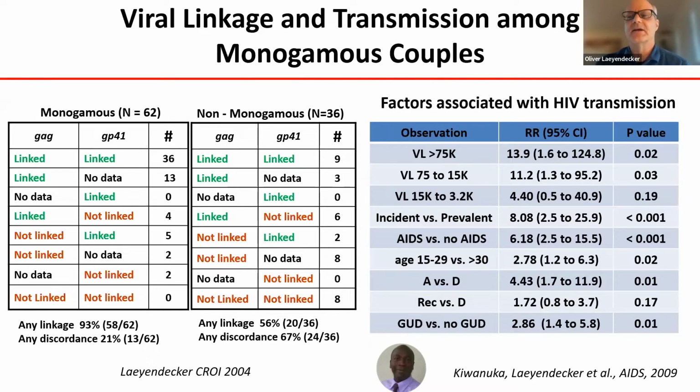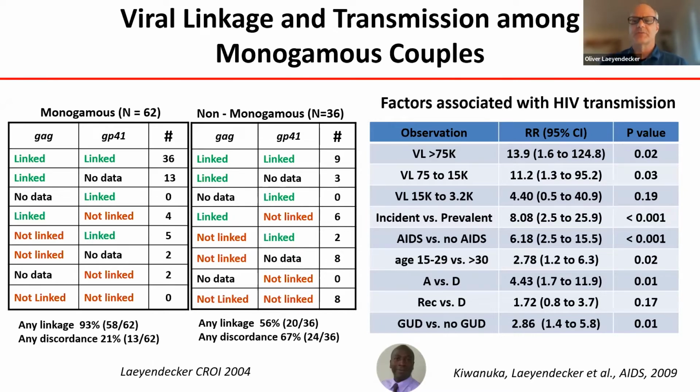HIV? And clearly, the greater the amount of virus that your partner had, a substantial increase in risk of you getting infected. And so if your set point was above 75,000 copies per mil, relative to below 3,200, you're 14 times more likely to get infected. Also, the incidence or prevalent state of infection, very much so. Also, having your partner being younger.